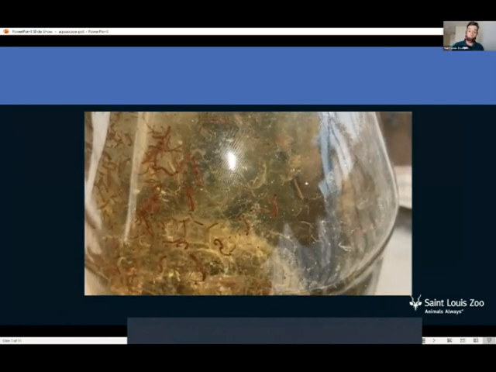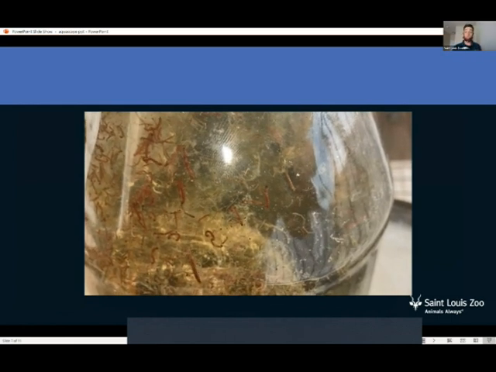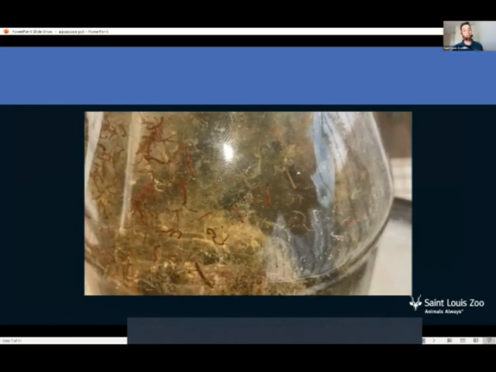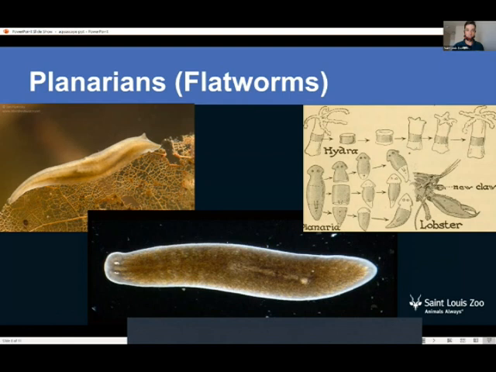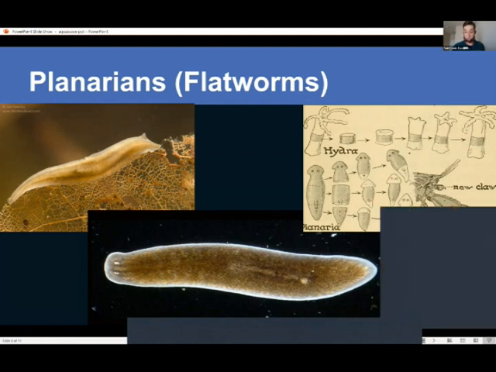This is very healthy water. This tells me there's a lot of nutrition for the Daphnia, which means there's a lot of food for fish in the lake I harvested from. Now the next one we're going to talk about is Planarians or flatworms.